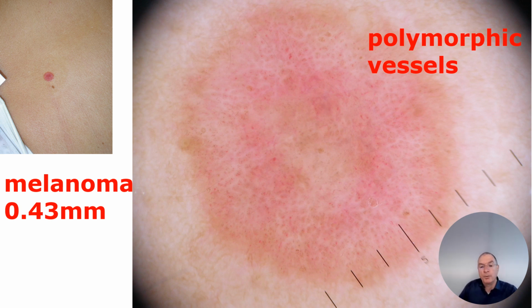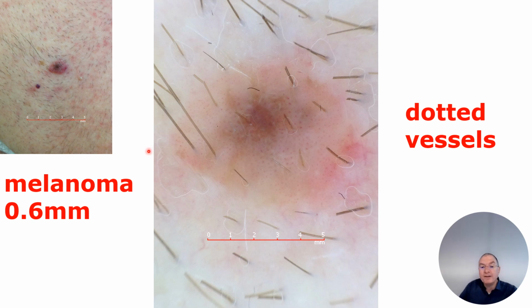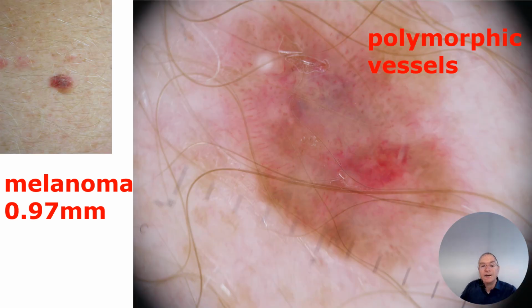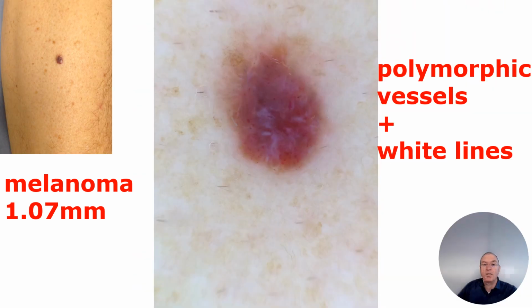Cut it out. 0.43 millimeters, 0.6 millimeters. Dotted vessels, pigmentation, a little bit brownish. I don't know what it is. I do not like to have it, so cut it out. 0.6, 0.9 millimeters. It's getting easier and easier, but look at the different types of vessels and white lines. Nearly 1 millimeter tumor thickness. Polymorphia of vessels. Eccentric hyperpigmentation, reddish part here, cut it out.